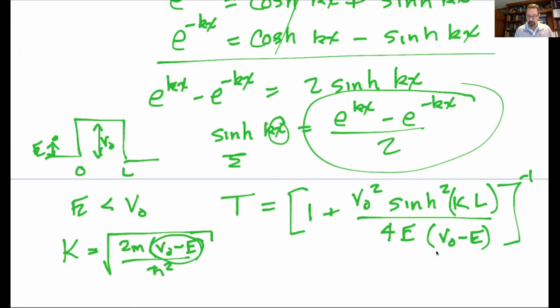Okay, and that was what we talked about on Friday anyway. Again, I would recommend figuring out what kappa is and then multiplying it by the width of the well.